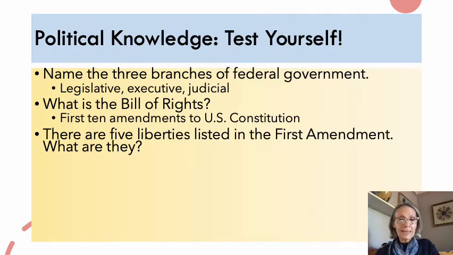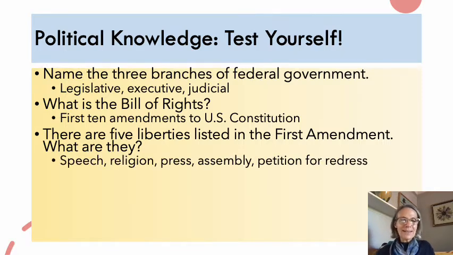There are 5 liberties in the First Amendment. What are they? So hopefully you can get a few of them. If you get all 5, awesome. So freedom of speech, freedom to exercise your religion and also to be free from government establishing religion. Press, freedom of the press. Freedom to assemble with others, join a political party or just assemble peaceably.